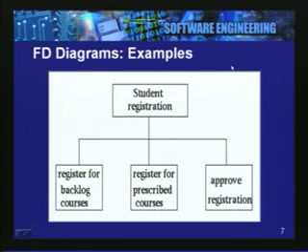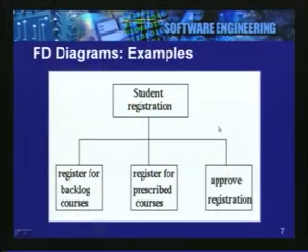Here is a fairly simple example of a functional decomposition diagram. The process that we want to consider is the process called student registration. Now, student registration may be a fairly complex process. So, we are dividing it into three sub processes, one called register for backlog courses. So, if a student has any failed courses in the past, he must first register for them. Then he must register for prescribed courses, and then the third subtask is to get the registration approved. So, student registration consists of these three processes: backlog registration, prescribed course registration, and approval of the registration by the faculty advisor of the student.